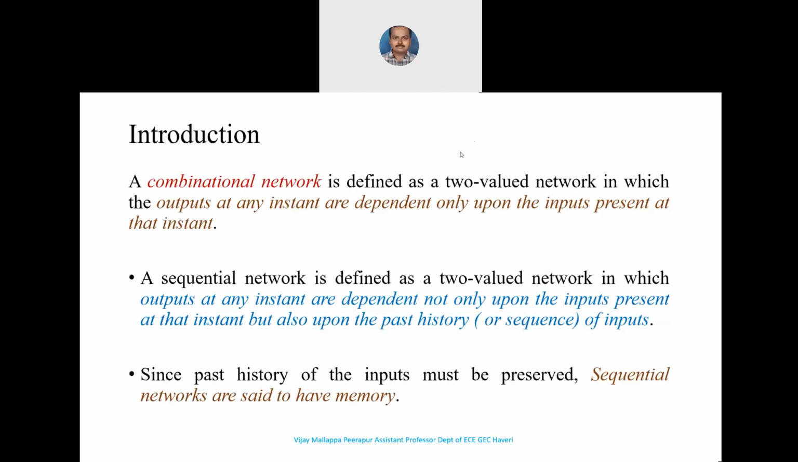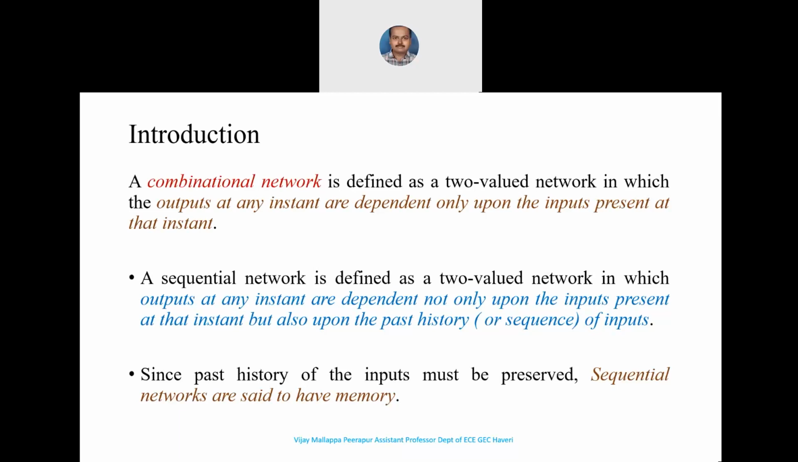Okay. We know that when I say combinational circuit or network, it is defined as a two valid network in which output at any instant is dependent only on the input present at that instant. It means that the output depends on the input combinations you apply at that instant of time. Depending on the input combinations you apply, the output will change, right? That is nothing but a combinational circuit or network.